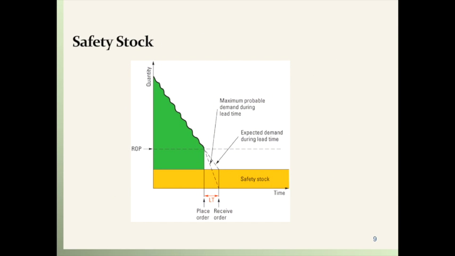So here's graphically what the safety stock looks like. Here's your reorder point and your expected point here. And then this is the maximum probable demand during lead time right here. And if this lead time is variable, you would take this maximum, and your safety stock might be more or might be less. But anyway, the concept is if everything goes well, you would never drop below this safety stock line.